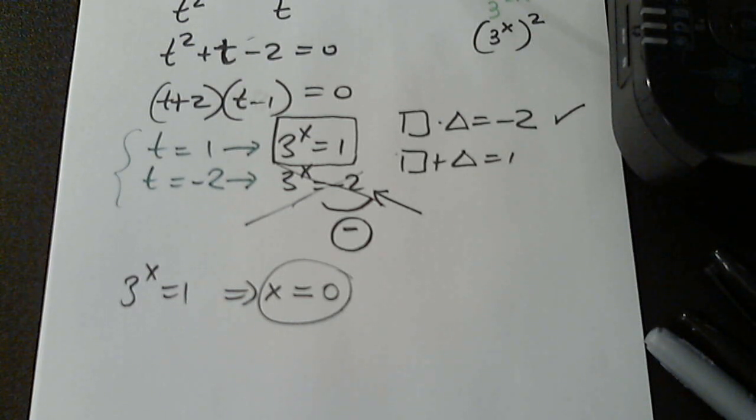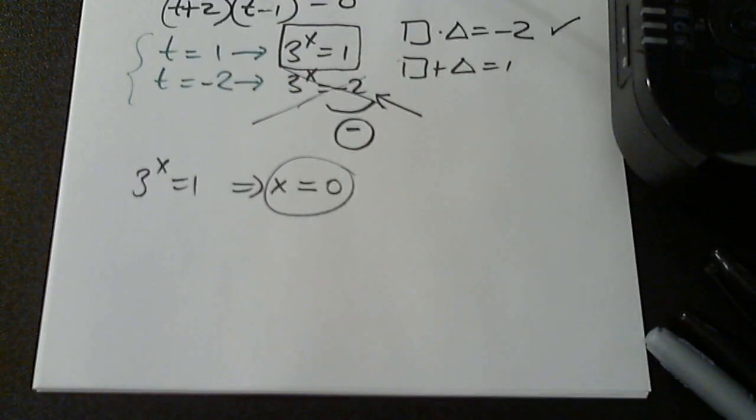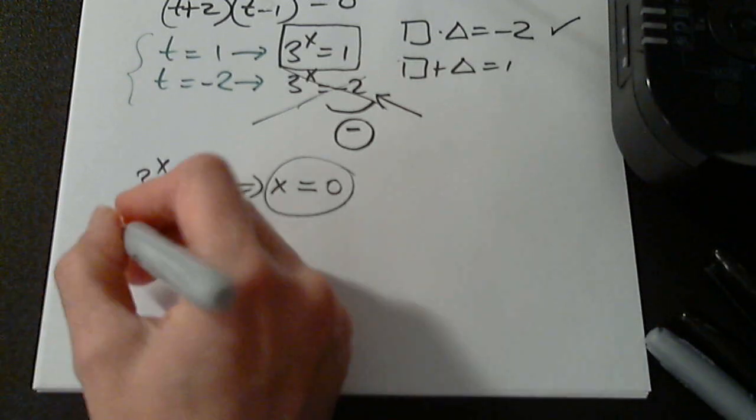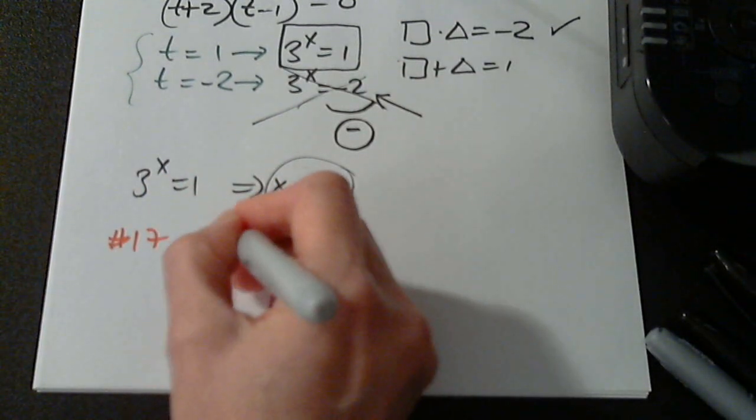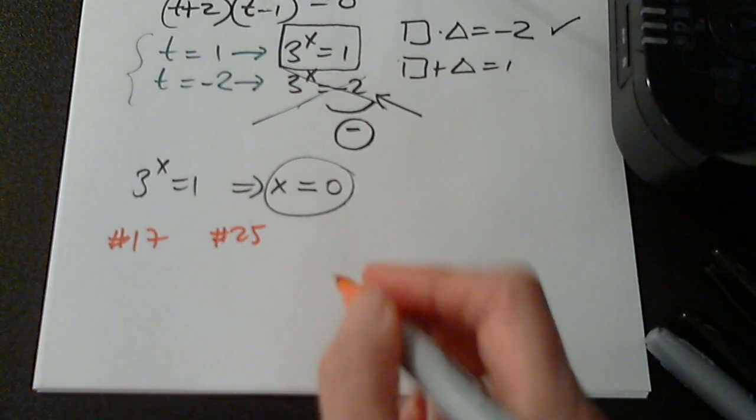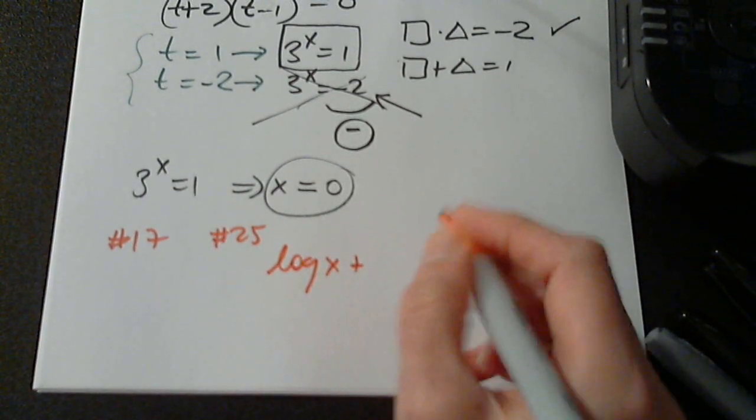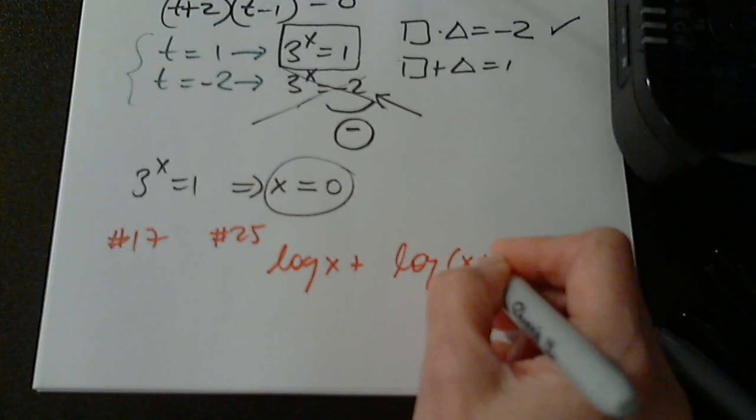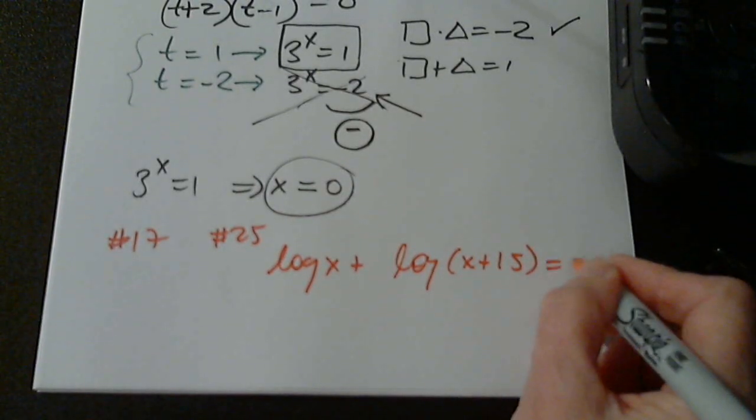Any preference? Let's start with the first one, then 17? Yeah, the ones with the ln. So you want 17 and which one? 25. 17 and 25. Okay. So let's start with 17. So we have log x plus log x plus 15 equals 2.